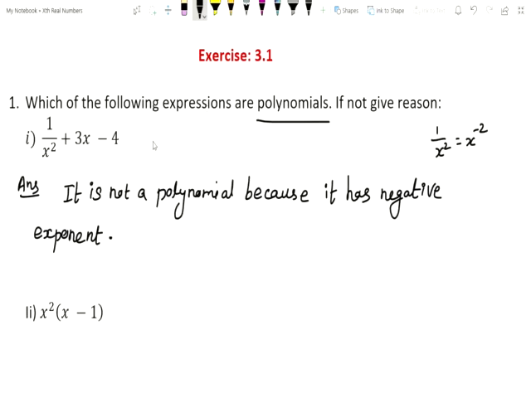How can you write this? I rearrange this: x power minus 2 plus 3x minus 4. Now see the power here, minus 2. Minus is there, so that. Okay, see the next one.